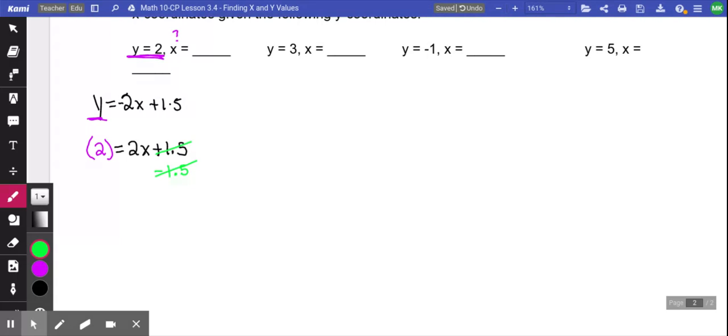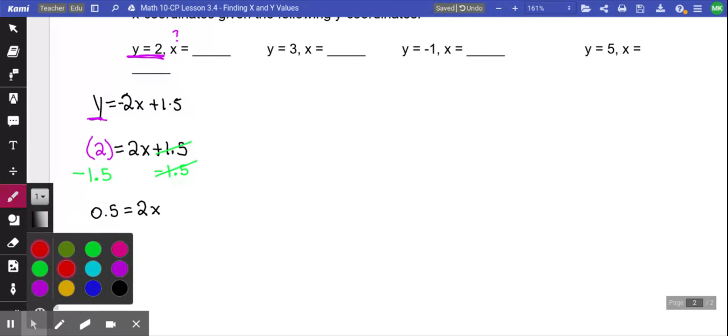To balance that out, I have to also subtract 1.5 from the left side, because what you do to one side, you do to the other side. This will give me a new equation. 2 minus 1.5 is 0.5. On the right-hand side of the equal sign, I still just have 2x.